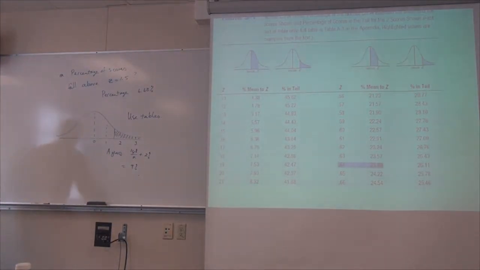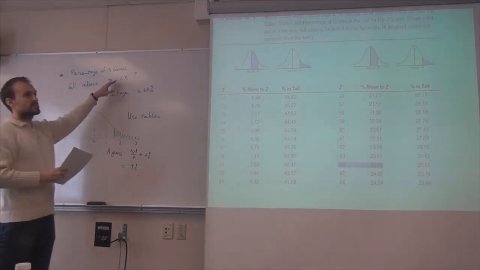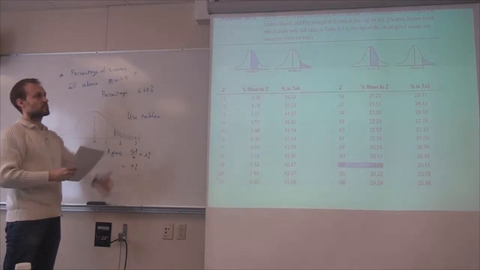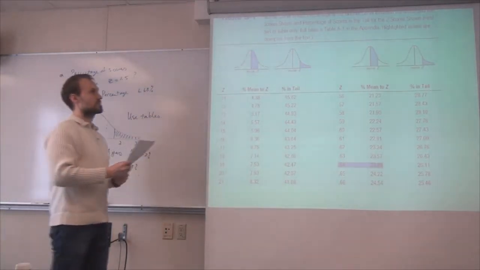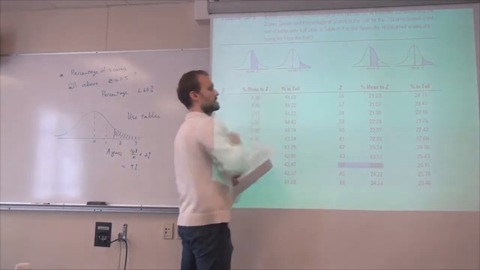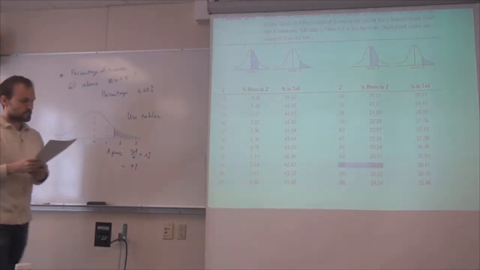Does that sort of make sense? So if it's not Z of 0, 1, 2, 3 and those guys, then I would have to use a table to get the exact percentage that separates it into 2 pieces.